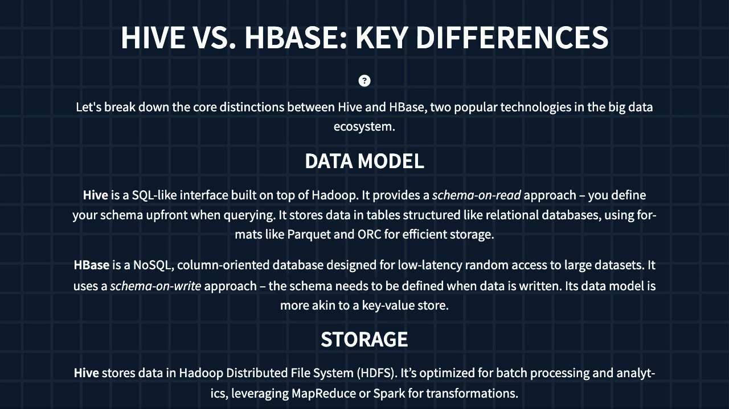HBase, on the other hand, is more like a super-fast key-value store. It doesn't need as much pre-planning when writing data, and it's really great for applications that need immediate access to information, things like logging or real-time analytics. Both are vital in big data but excel at different tasks.